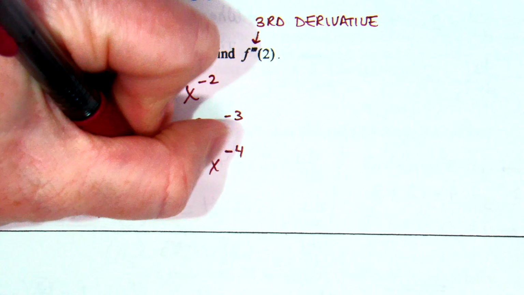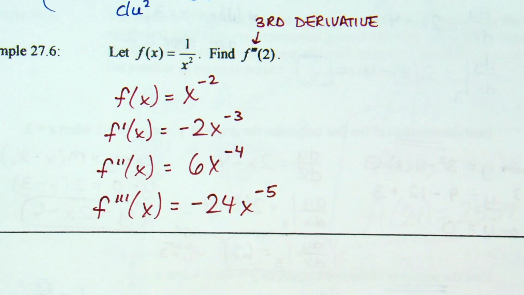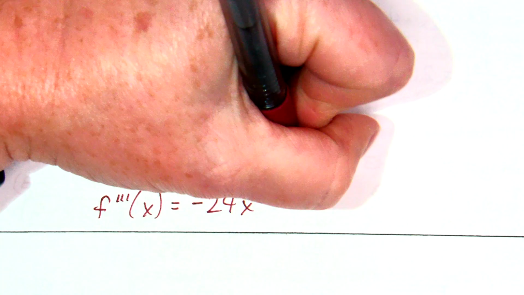F triple prime, or in other words, the third derivative. Negative 24x to the negative fifth. Negative 4 times 6 is negative 24. Subtract 1. We're at negative 5. We could do this all day, but I would rather not. We're going to stop here. Is there any life hack you can teach us now? What is another way to write this?